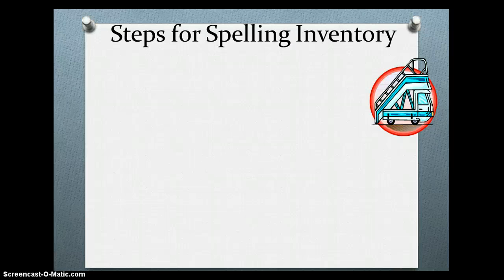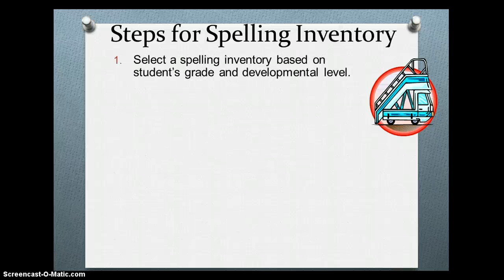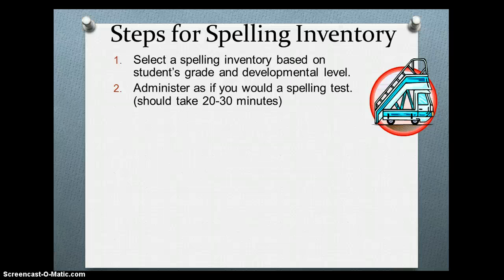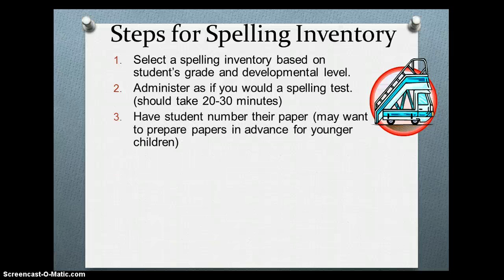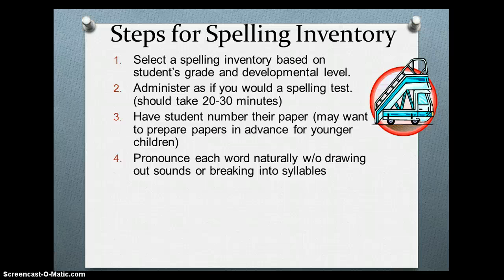So, steps for the spelling inventory: select the inventory based on the student's grade and developmental level. Administer it as you would a spelling test. It should take about 20 to 30 minutes. Have the student number their paper. You may wish to do that in advance for younger kids. You want to pronounce each word naturally without drawing out sounds or breaking it into syllables. Say each word twice and use it in a sentence.